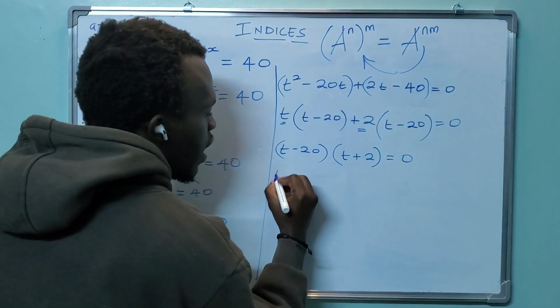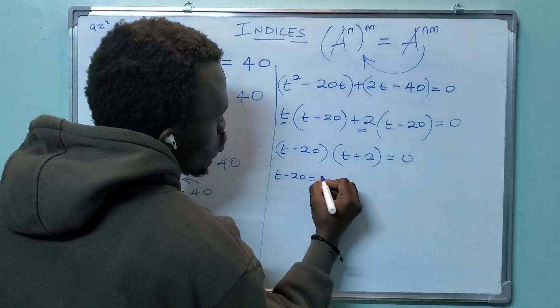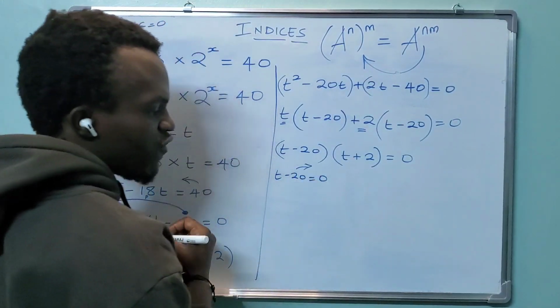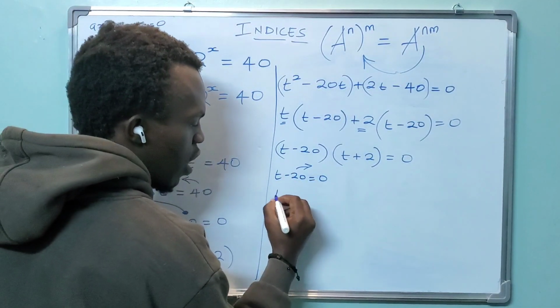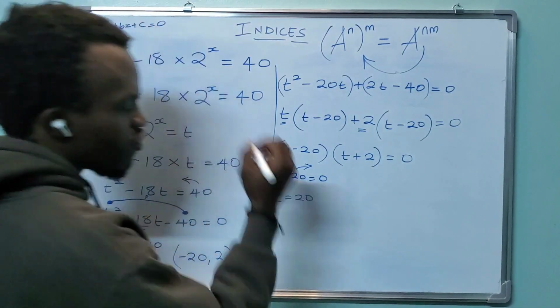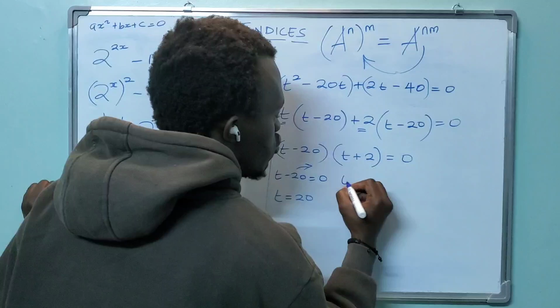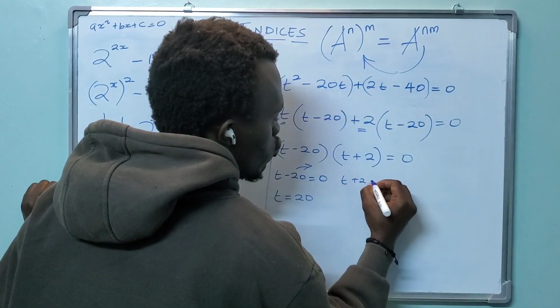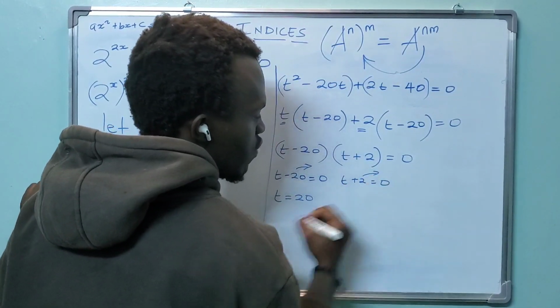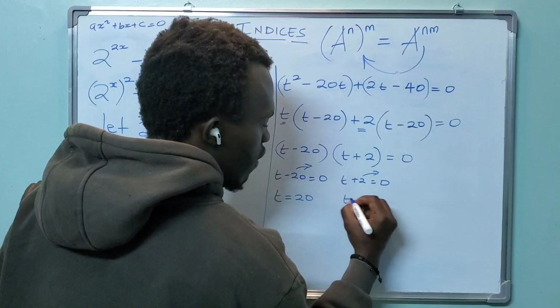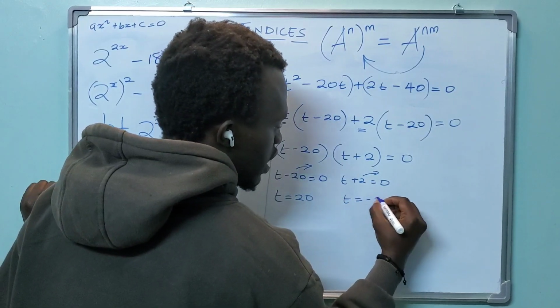So I'm going to have here t minus 20 equals 0. When I take negative 20 to the other side, it will be positive 20. So I'm going to have there t equals 20. So the first value of t is 20. The second value of t, I'm going to have here t plus 2 equals 0. Take that to the other side, it will be a negative. So I'm going to have here t equals negative 2.